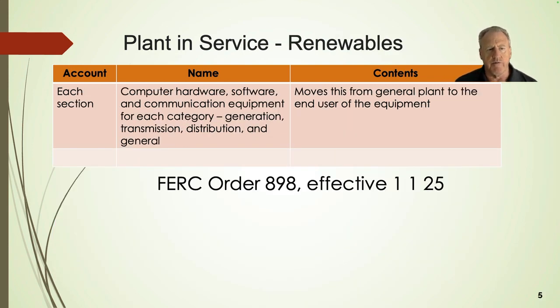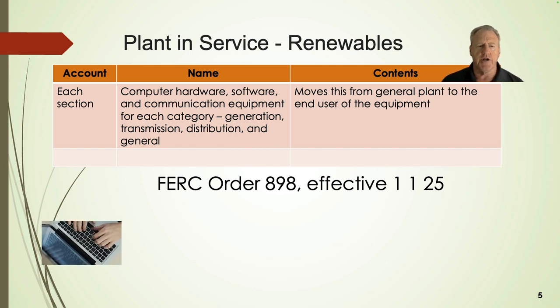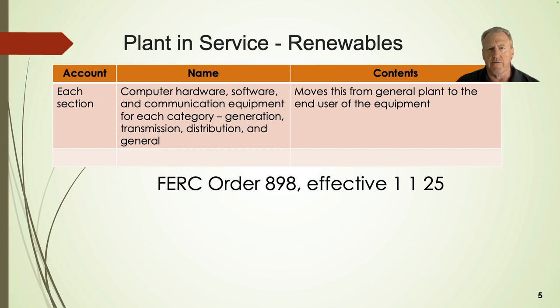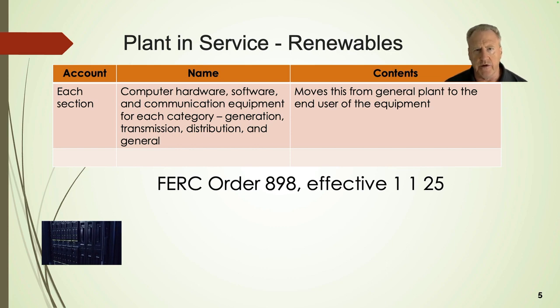Then when it comes to computer hardware, software, and communication equipment, right now the process is generally putting these items in the general and administrative area. There really isn't even an account for it in that area, but you use an account like 391.1, computer equipment, you add that to your chart of accounts. Well, now FERC says in Order 898 to move these computer hardware, software, communication equipment as well into the category that it's serving. Makes perfect sense.